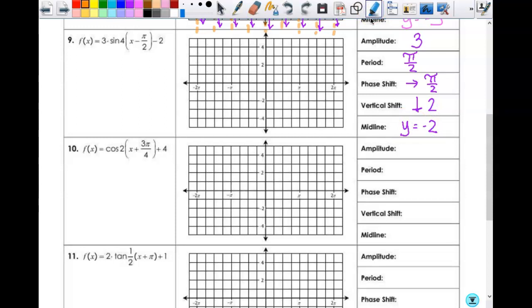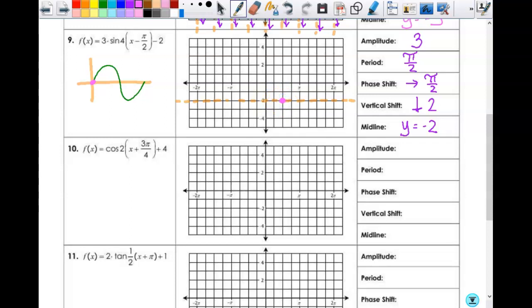So I'm going to draw in my midline. This is sine, so that is basically what my parent function looks like. All right, so sine starts at 0, 0. So I'm going to put my pencil at 0, 0, my new 0, 0 from the midline. The only thing that affects that now is going to be the phase shift. I have to go to the right pi halves, and then that's where my new point is.